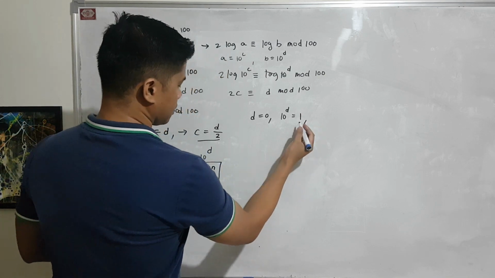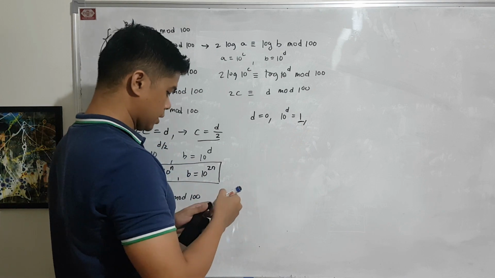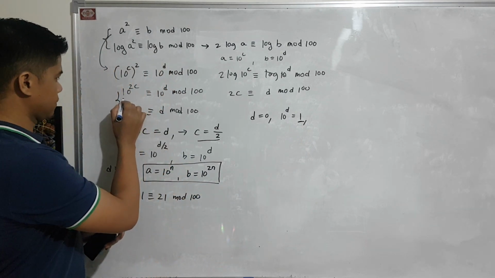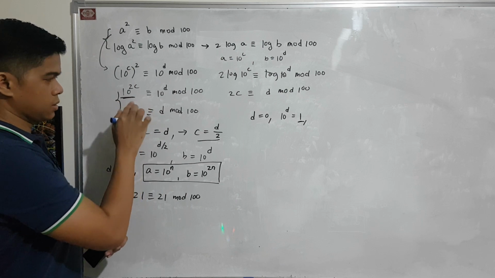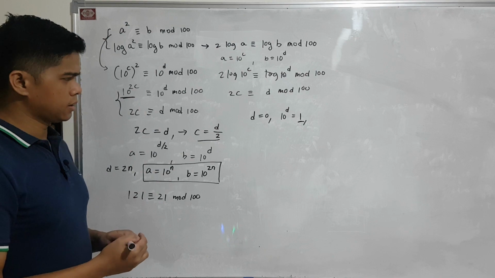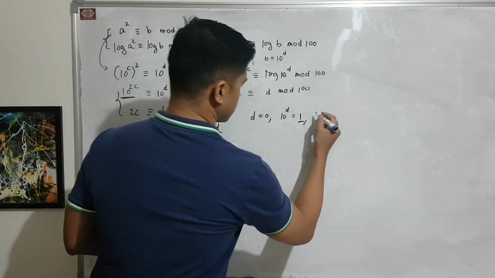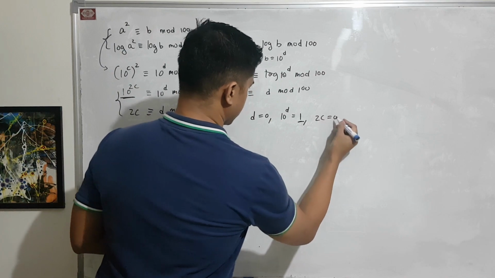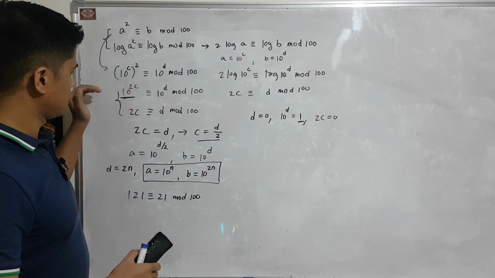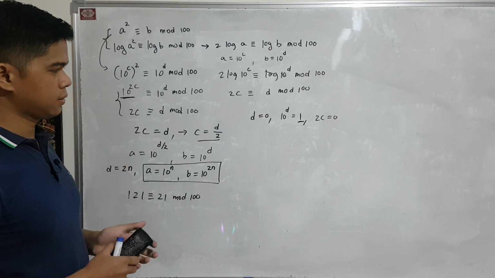So since 1 is the value for 10 to the D, and it's asking about what is the value of C such that 10 to the 2C has a last digit of 1, right? And this is only true when 2C is also 0, right? So there's no other values for 2C that give you a last digit of 10 to the 2C being 1.